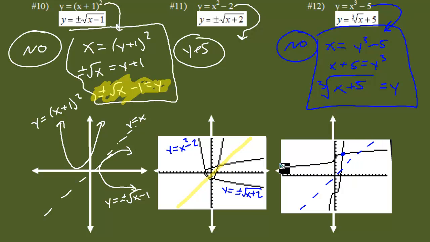I gotta make sure I label these functions. I got two on the same coordinate plane. Y equals x cubed minus 5 is this one down here. This one up here is y equals the cube root of x plus 5.